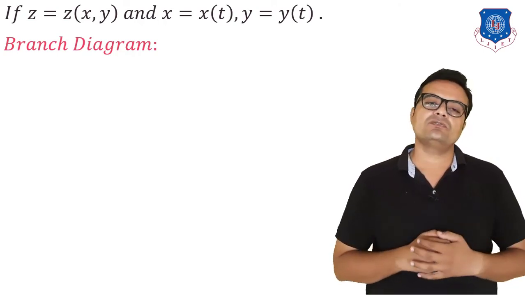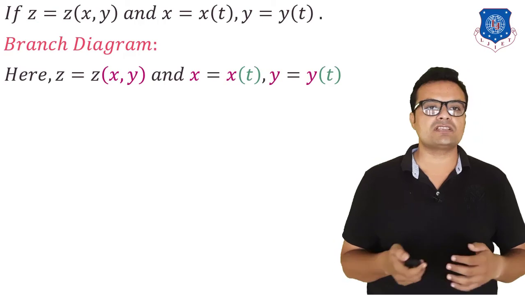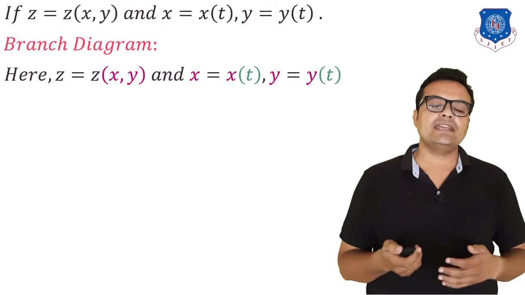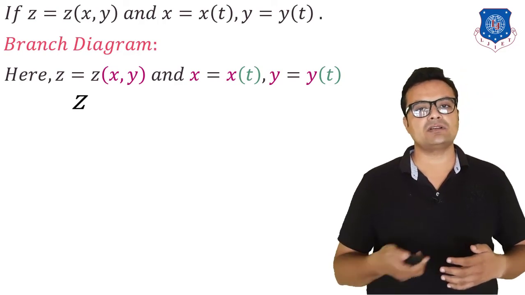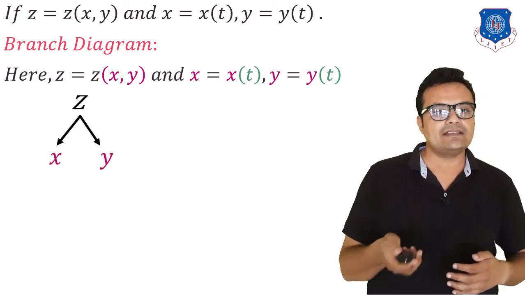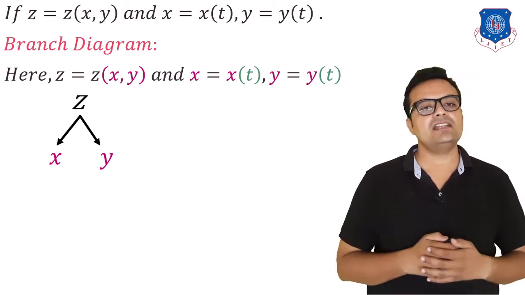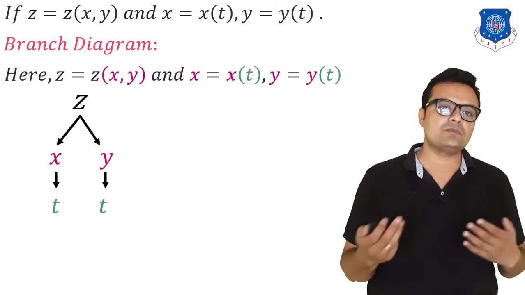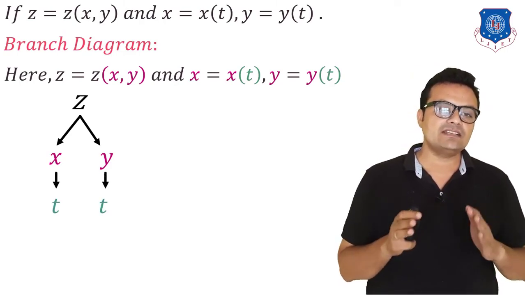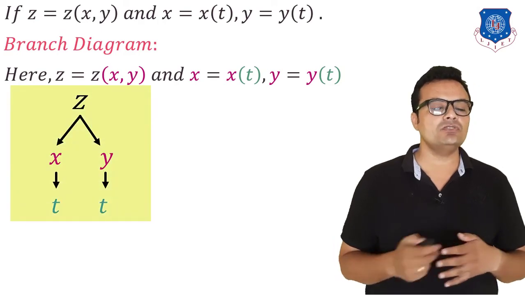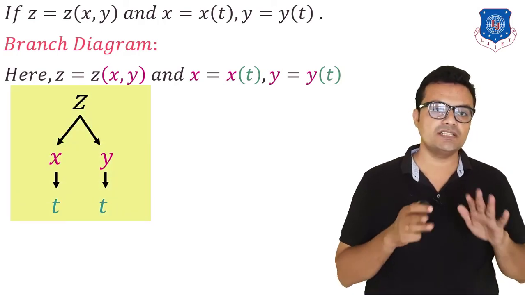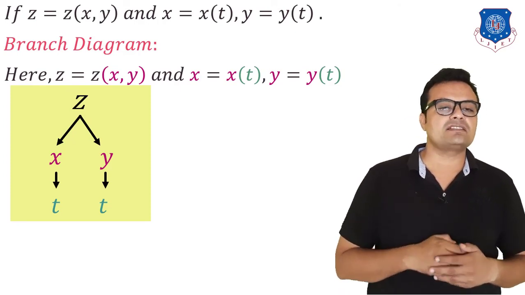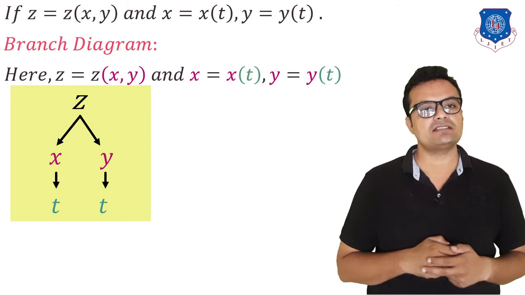To construct the formula for the chain rule, we need to consider branch diagram. So it is z equal to f of x, y; x is in terms of t, y is in terms of t. So if I take z, z is clearly in form of x and y. So there are two branches of z. Z is depending on x, y. But x and y, they are now individually depending on t only. So remember this branch diagram to construct the formula. This is how we are considering formula for the chain rule in this case.